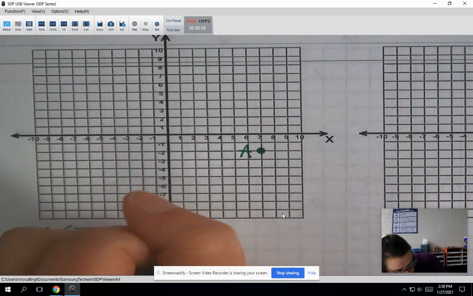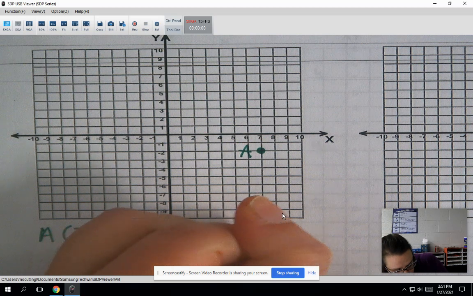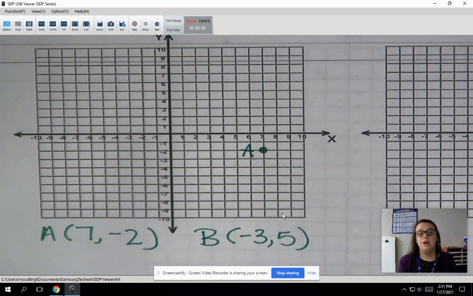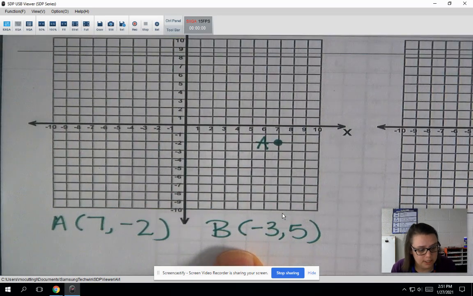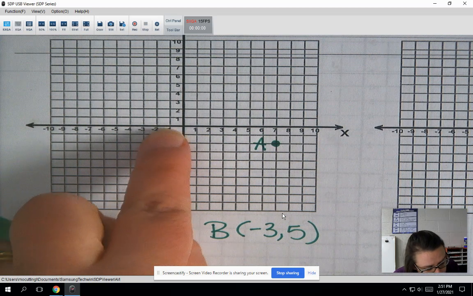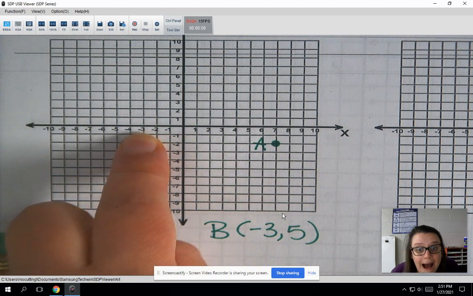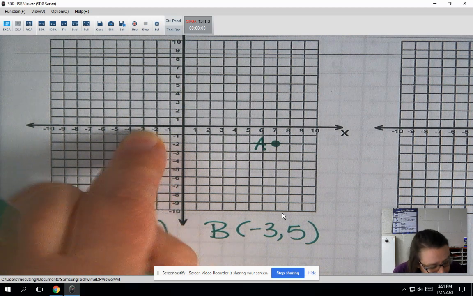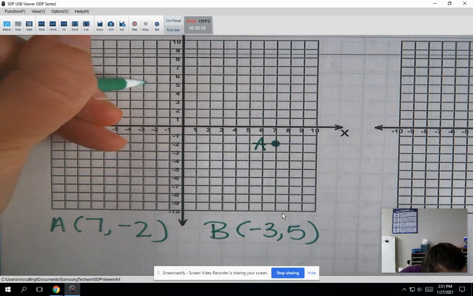Point B, -3, 5. So that -3 I need to find going across. So it's not going to be over here. It's going to be to the left of 0. So I have -1, -2, -3. Here it is. And then +5. So for +5, I'm going up to 5.